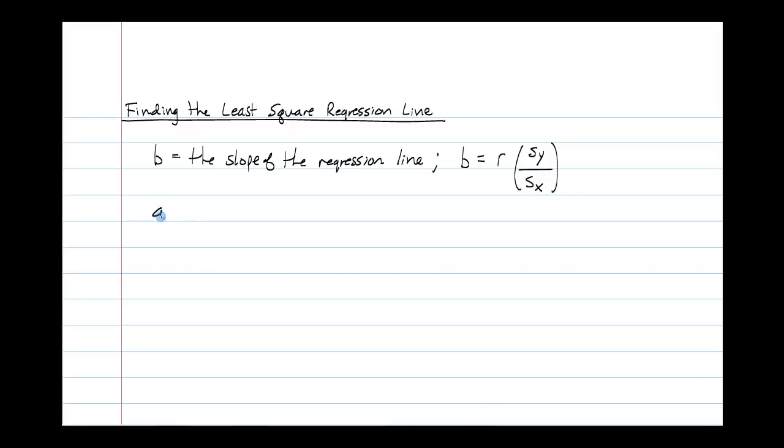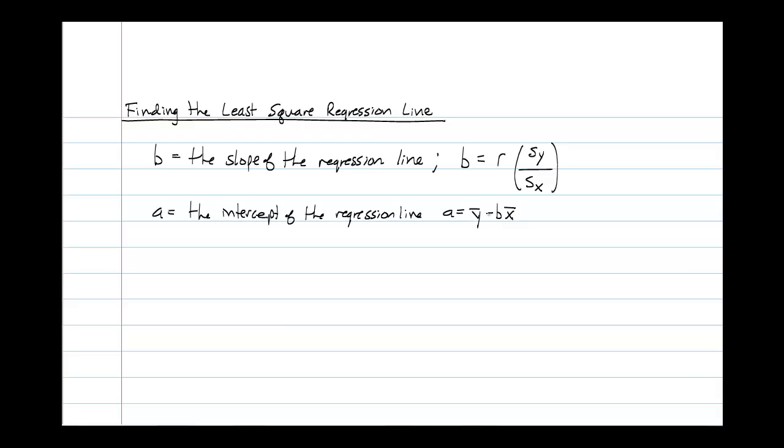Now the intercept is represented by a, so the intercept of the regression line. a is going to equal y bar minus b x bar. Now of course we have to calculate b first in order to find a, and once I know my value of b, don't over round on it because then that'll make a off a little bit. And I need to find x bar, which is the average of the x's, the average of the explanatory variable, and the y bar, which is the average of the response variable.